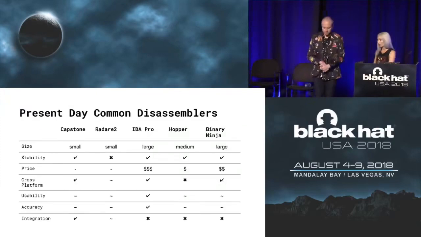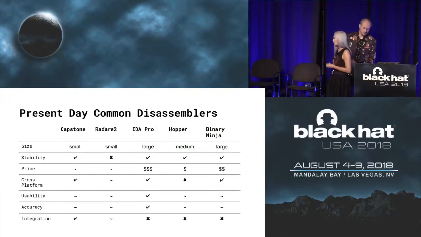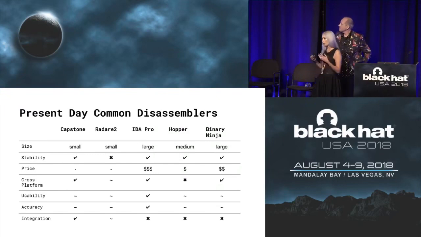So we put together this chart. We were looking for a solution for automated disassembly. And so I have these little check boxes and X's as far as evaluating Capstone, Radare2, IDA Pro, Hopper, and Binary Ninja, which are pretty common. A lot of people use them.